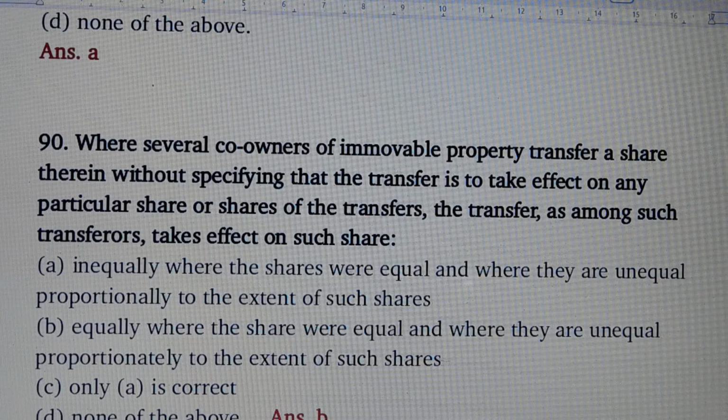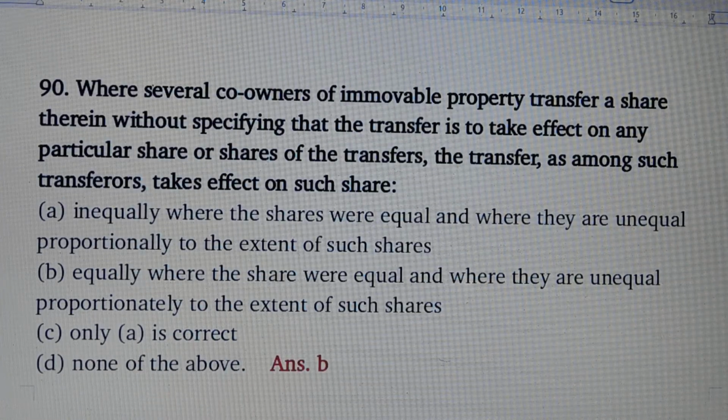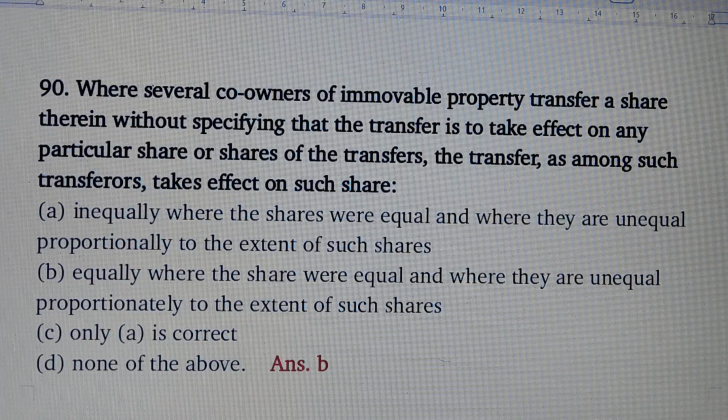Question number 90. When several co-owners of immovable property transfer a share therein without specifying that the transfer is to take effect on any particular share or shares of the transferors, the transfer as among such transferors takes effect on such share. Answer is option number B, equally where the shares were equal and where they are unequal proportionately to the extent of such shares.